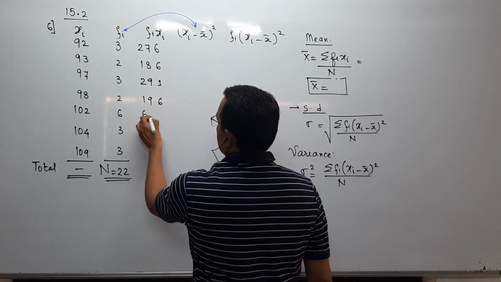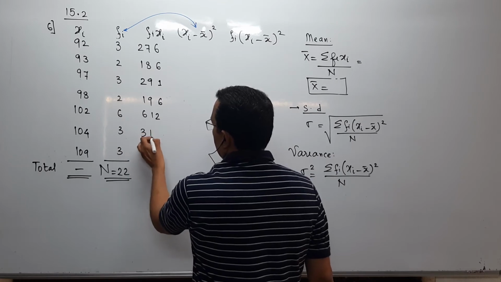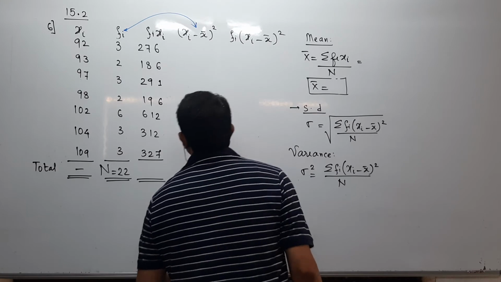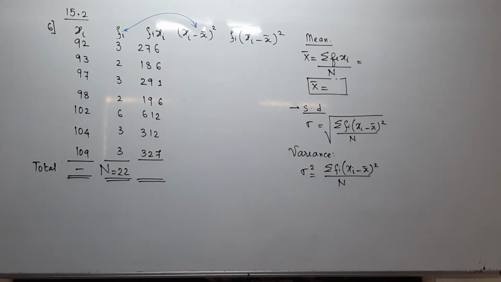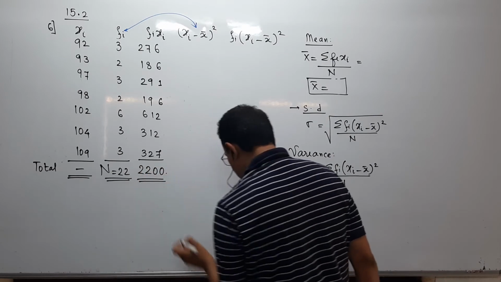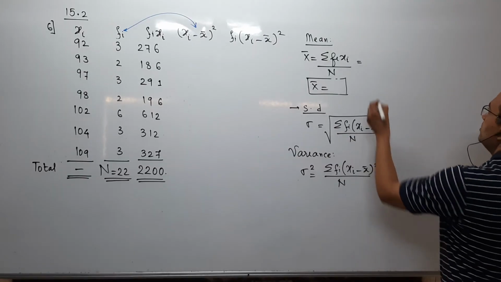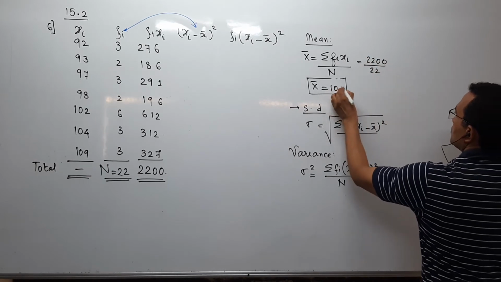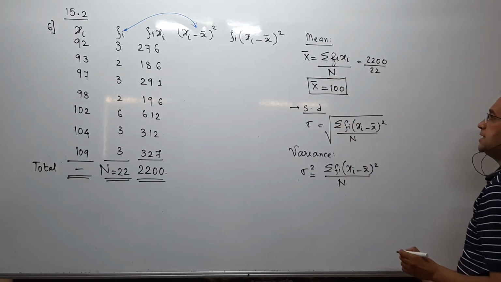Then this will be 612, 312, and this will be 327. So, students, if I calculate the total: 276, 186, 291, 196, 612, 312, 327, this total comes out to be 2200. So, mean will be 2200 divided by 22, and that is 100, which is an integer.